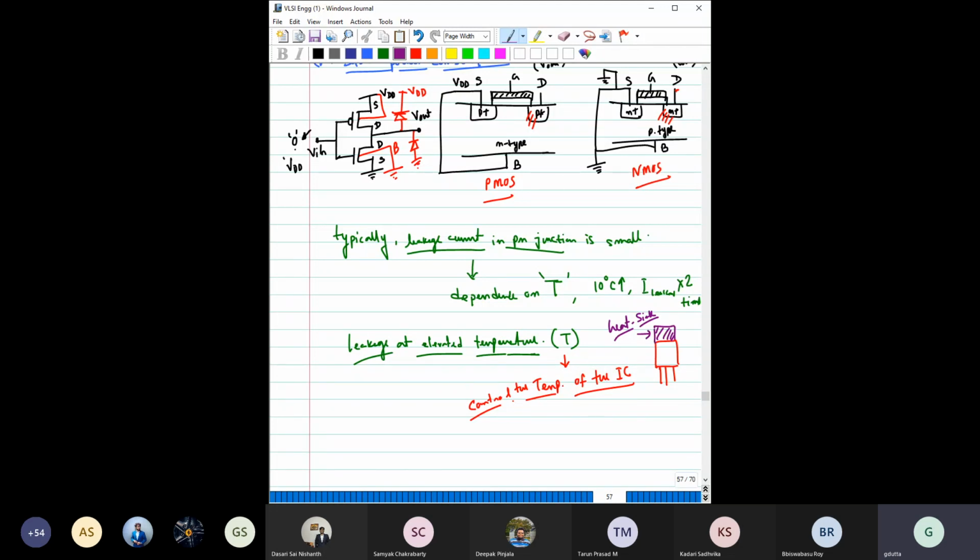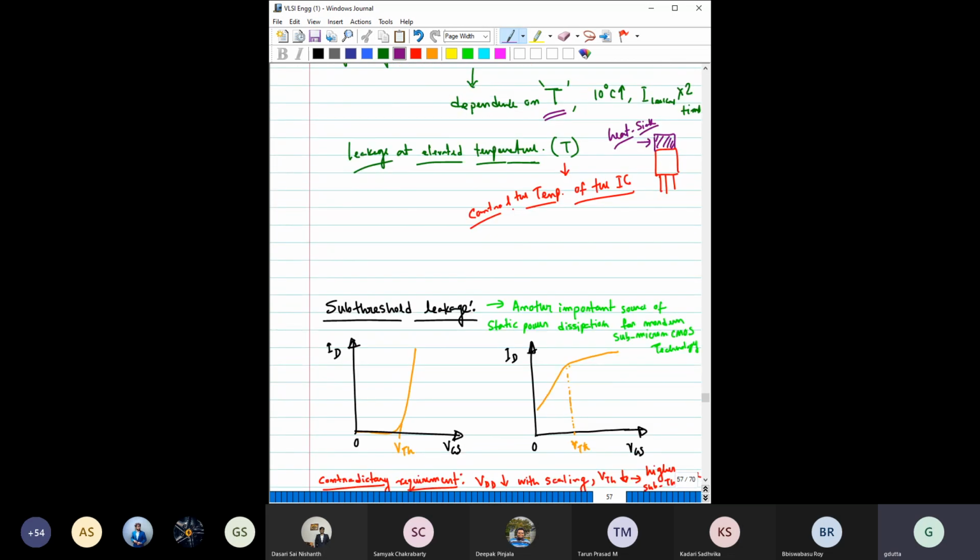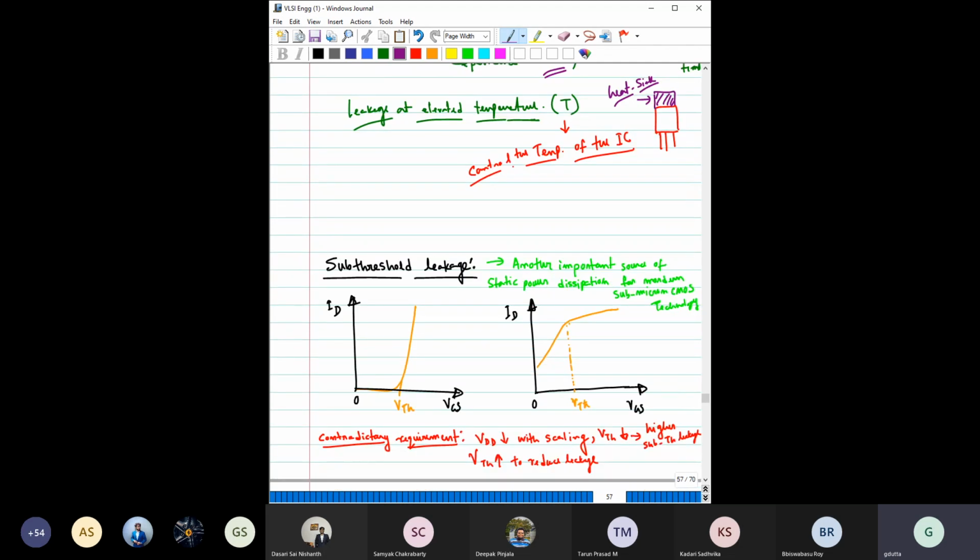So there are different techniques by which you can reduce the IC temperature, because temperature is another factor which, as a designer, you should keep in mind. If the device or IC temperature is increasing, then the performance of the total circuit will deteriorate heavily, right? So this is another important thing. This is from the point of view of PN junction leakage.